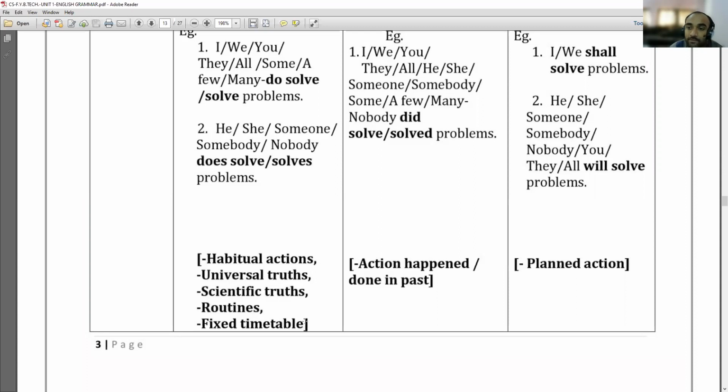Universal truths, whatever the universal truths are there. For example, the sun rises in the east. सूर्य पूर्वेला उगवतो. The sun sets in the west. सूर्य पश्चिमेला मावळतो. The earth moves around the sun. पृथ्वी जी आहे ती काय करते, सूर्याभोवती फिरते. Or it rotates around its axis, किंवा पृथ्वी तिच्या ऍक्सिस भोवती फिरते. These are the habitual actions or universal truths.